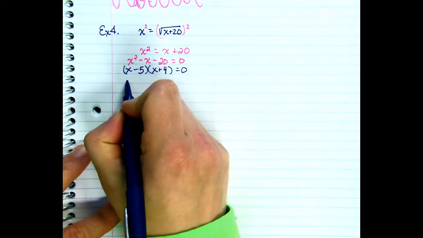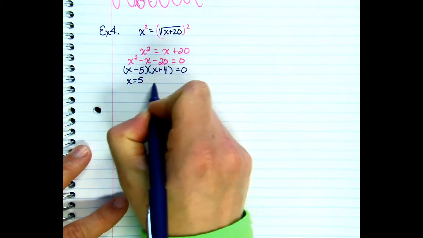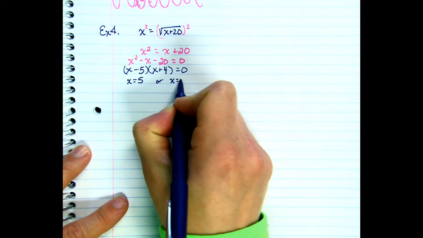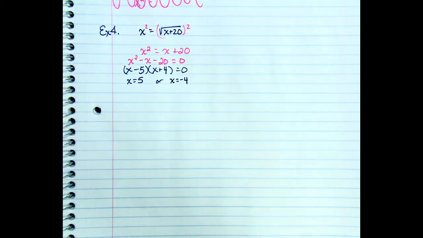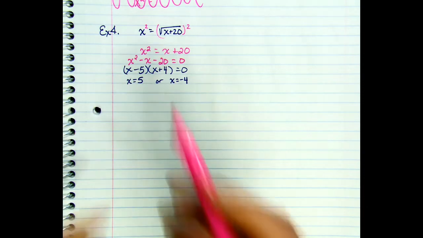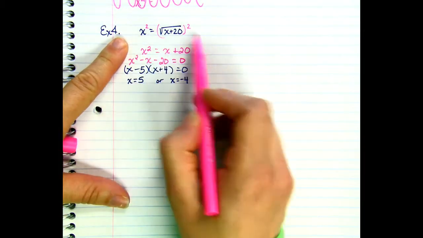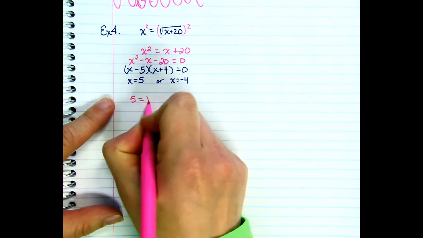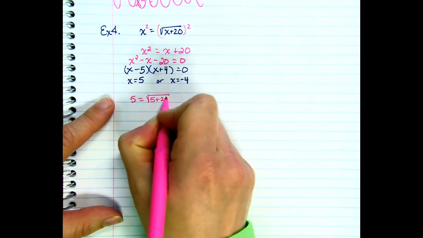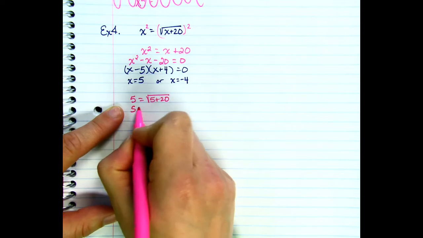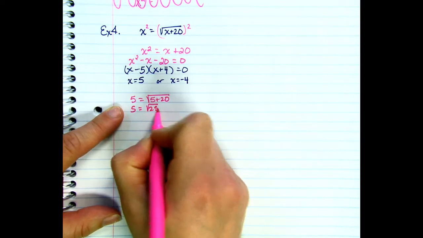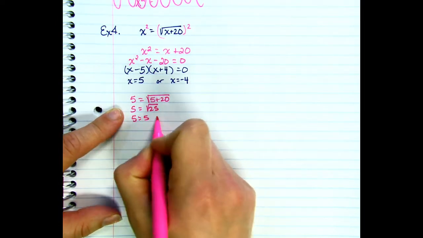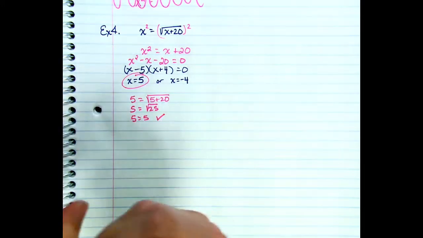So my answer then would be x equals 5 or x equals negative 4. So what I want to do here is check my answers. Go back up to x equals square root of x plus 20. Let's do 5 equals square root of 5 plus 20. Does 5 equal the square root of 25? Yes, it does. So there's my answer.